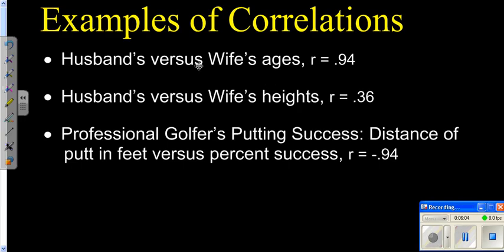Now, for the most part, the husband's age and the wife's age are typically somewhat similar. If we did a scatter plot and calculated their correlation, it would probably be about a 0.94. However, if you're looking at the heights, they're not necessarily always related. Some of you might think that taller women like to date taller men. That might be true. Shorter women might want shorter men. But that doesn't necessarily hold as true as it is for the ages. So that's why your R ends up being smaller.